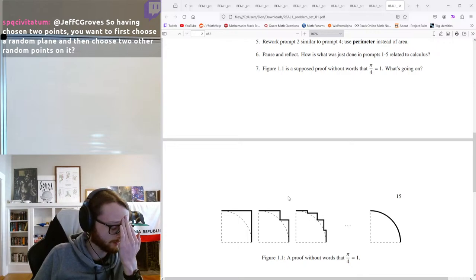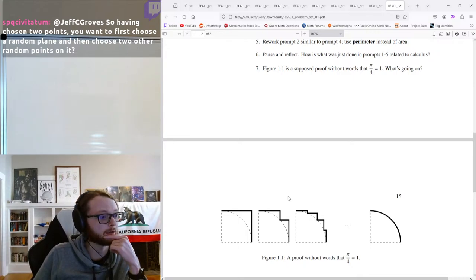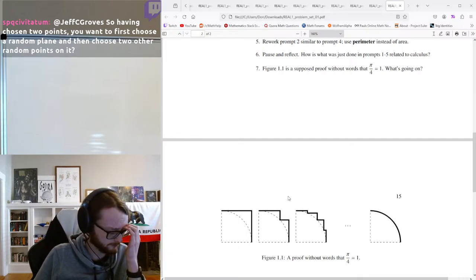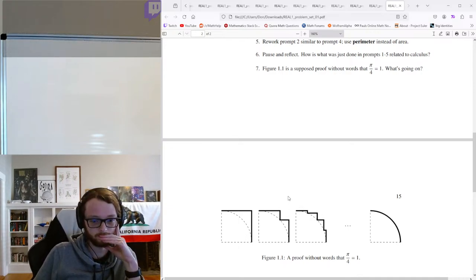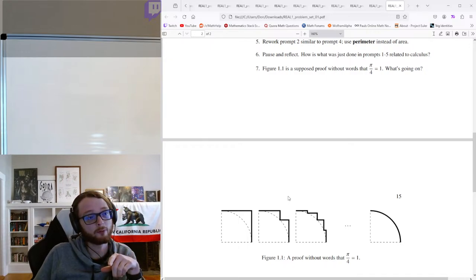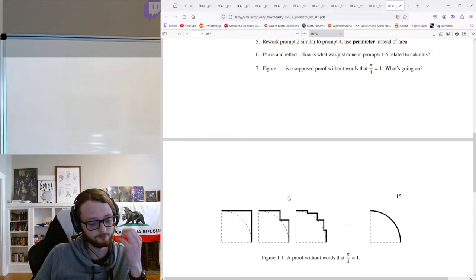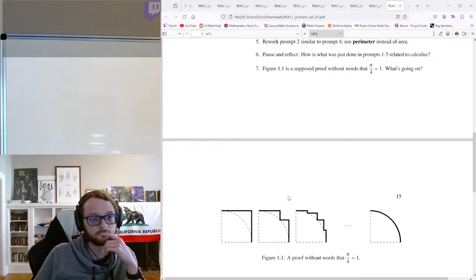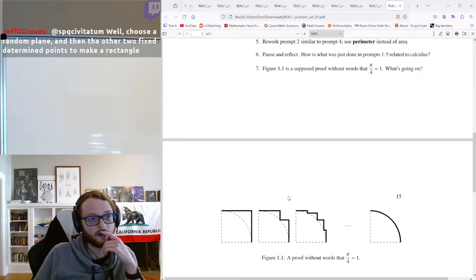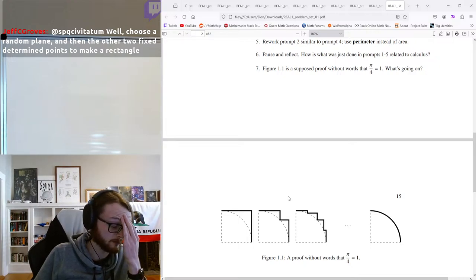I need to, okay, so the square is side length 1, the circle is radius 1/2. I think it has to be. And so the circumference of the circle is pi, so a quarter of that is pi over 4. The perimeter of the square in this first stage, at least, is 1/2 plus 1/2, which is 1. So yeah, I guess we are thinking about perimeter, not area.